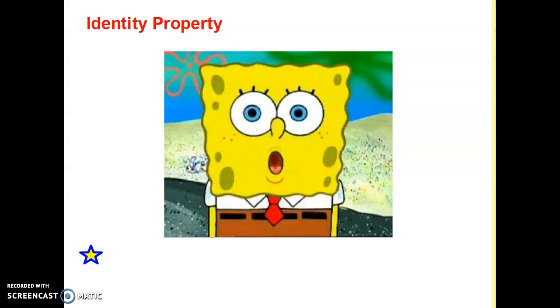All right, so yesterday we took a look at the first two math properties. Today we're going to take a look at the last two properties. So the first one we're going to look at today is the identity property. And if you look in front here on the screen, you should see SpongeBob. So this is SpongeBob right here, and I'm going to ask you a couple questions.